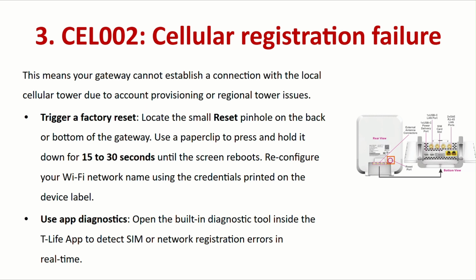Locate the small reset pin hole on the back or bottom of the gateway. Use a paperclip to press and hold it down for 15 to 30 seconds until the screen reboots. Next, reconfigure your Wi-Fi network name using the credentials printed on the device label.